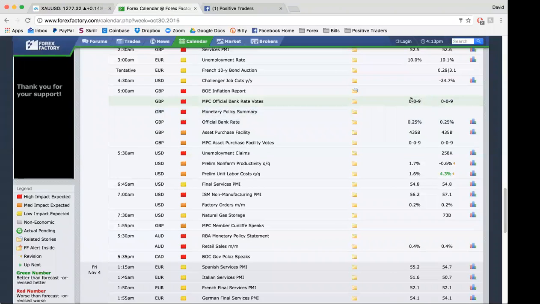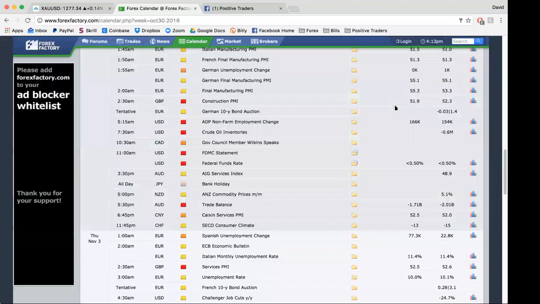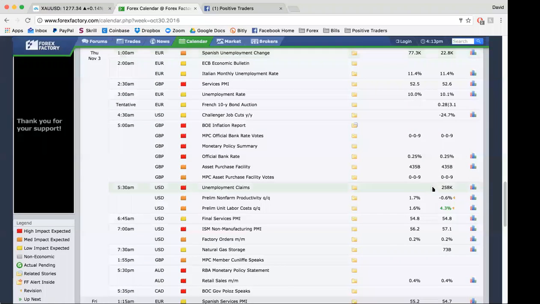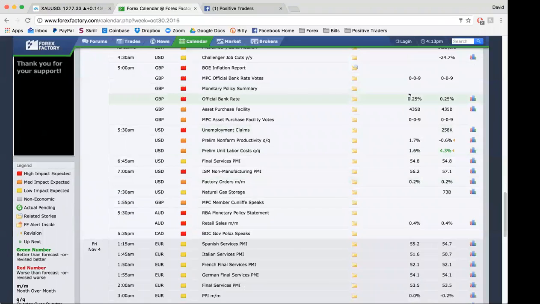The votes are 0 to 9. This is pretty much guaranteed, but you still don't want to trade on it. Even if it might be guaranteed that the central banks will not increase or decrease their interest rate, if it stays the same, there's no telling if that's going to be good for the pound or bad for the pound, or if it's going to whipsaw. So don't trade interest rates. Definitely not.